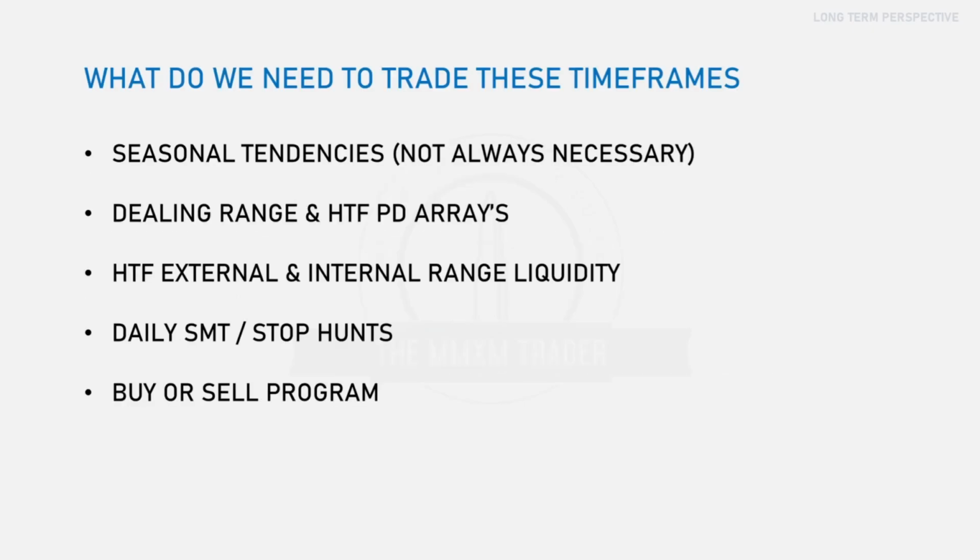So what do we need to trade with these time frames? We have seasonal tendencies, which is not always necessary, but highly effective when used in combination with higher time frame PD arrays. We need a dealing range and those higher time frame PD arrays. We need higher time frame external and internal range liquidity. We can couple it up with daily SMT and stop hunts, and eventually we'll go into a buy or a sell program.